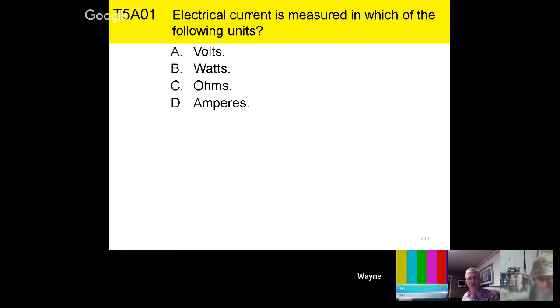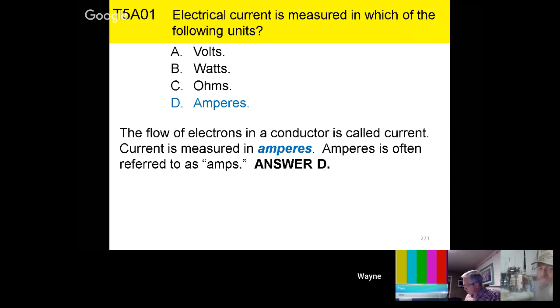Okay, electrical current is measured in which of the following units? Well, we pretty much covered this already. Remember, the EMF or the voltage is measured in volts, and your current or amperage is measured in amperes. So the flow of electrons in a conductor is called current, and current is measured in amperes, and you use an ammeter in series to measure how many amperes are going through that circuit.